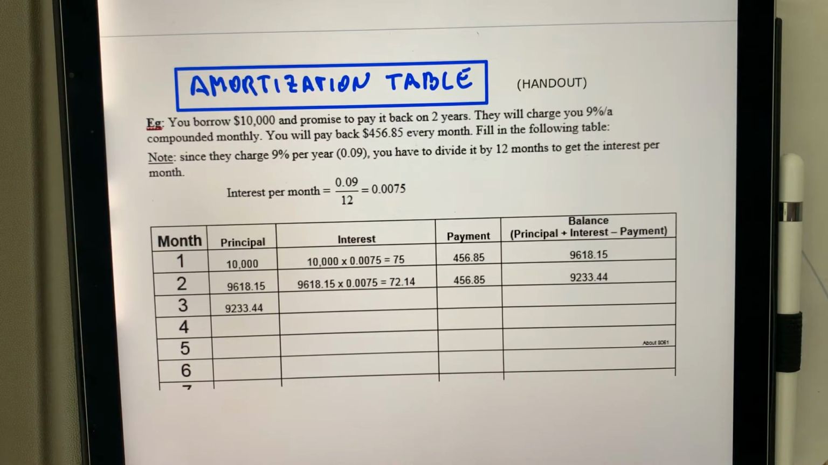Okay, last video I promised. But I usually make you do this on the first unit, even though it doesn't quite match. This is really, really important life-wise for you to understand how this works. I'm gonna give you a handout, which is an amortization table. It takes some time to complete.